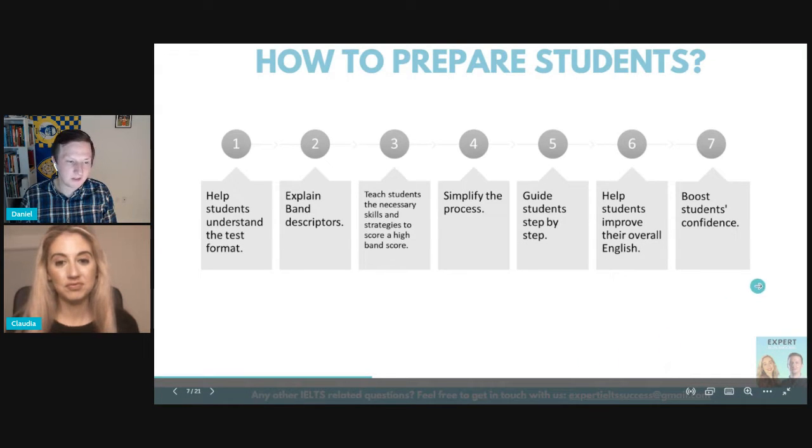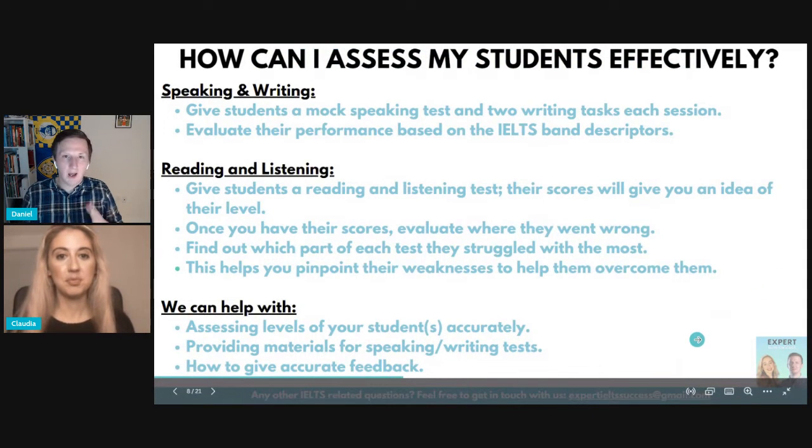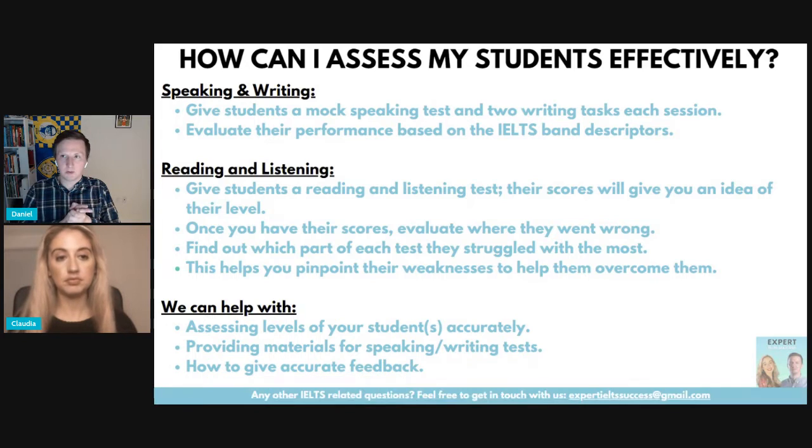And this is great. And this is something we can obviously talk to you about more, but it's just a really nice starting point for working with students. So how can I assess my students effectively? This is a really common question. A lot of people ask, and a lot of teachers ask about this when it comes to IELTS. How can I assess them effectively? There's some different ways you can do this.